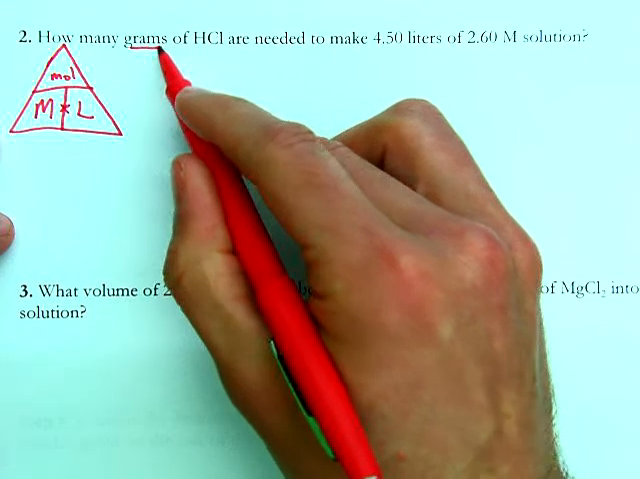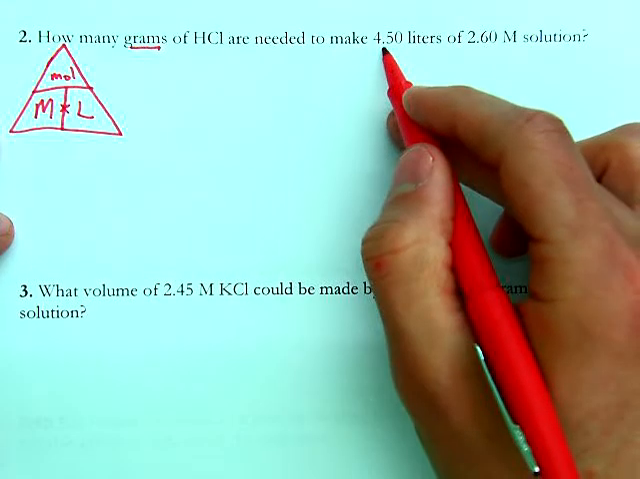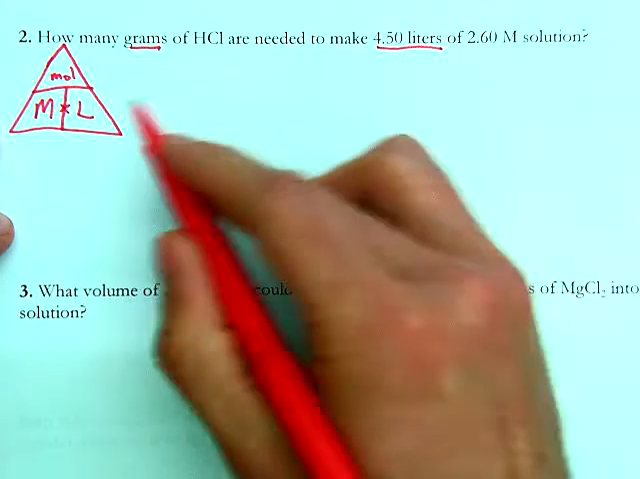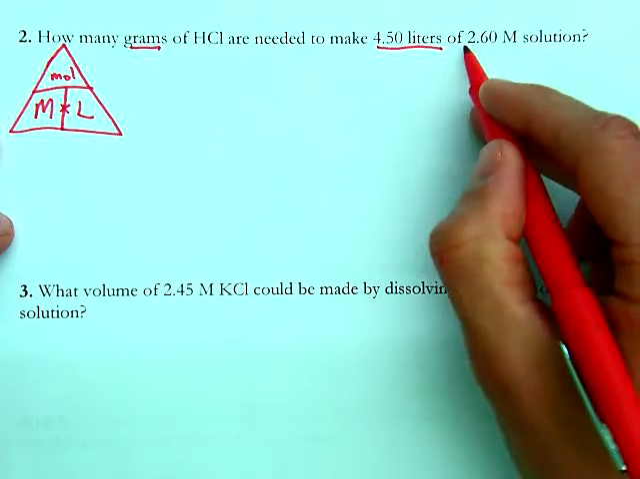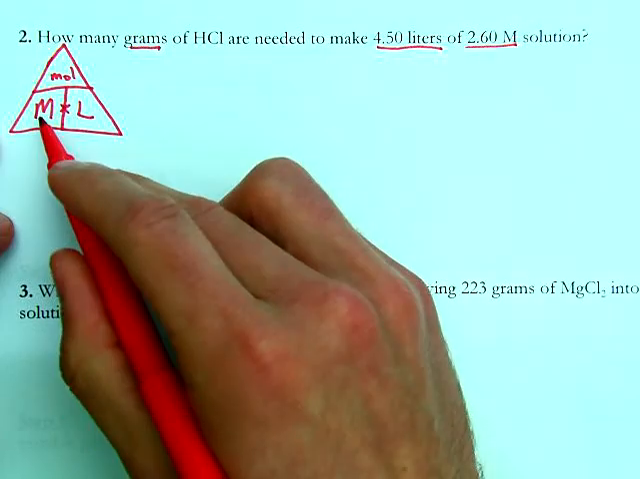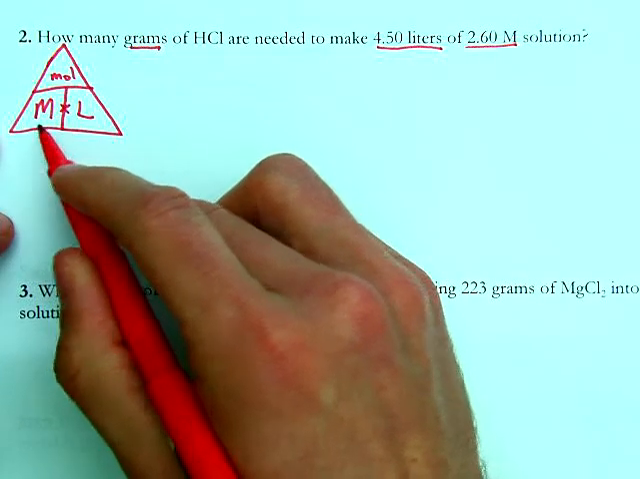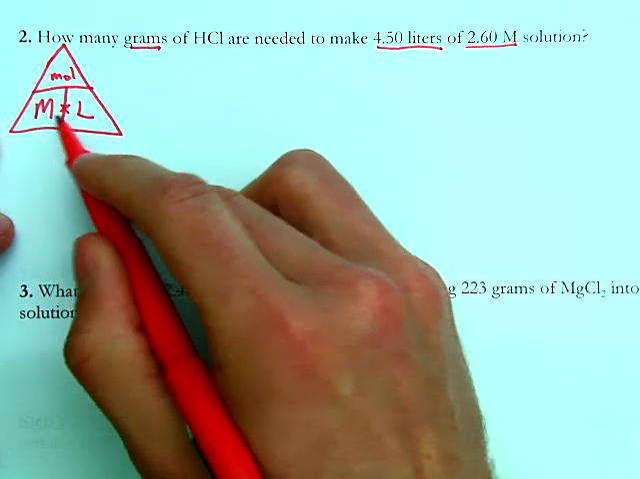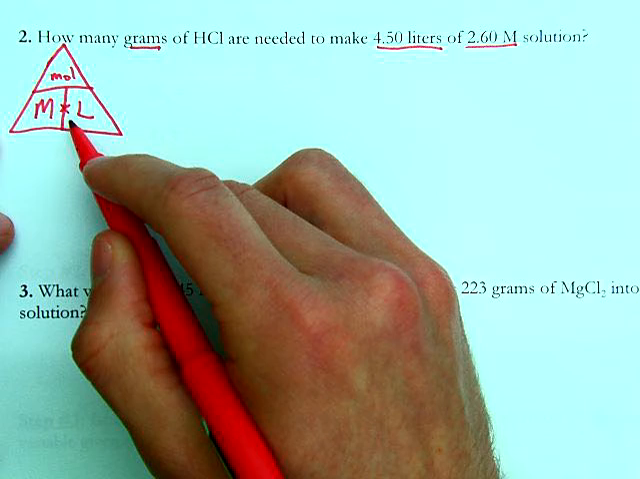This says how many grams of HCl are needed to make 4.5 liters. So we have volume in liters, and we have molarity. We have these two right here. If we multiply molarity and volume, we get moles, right?